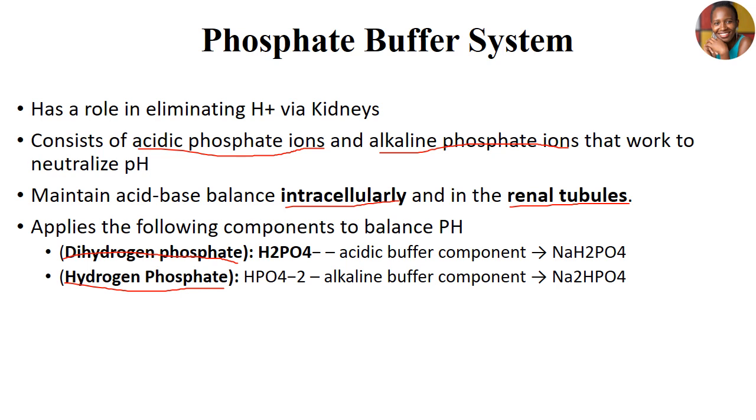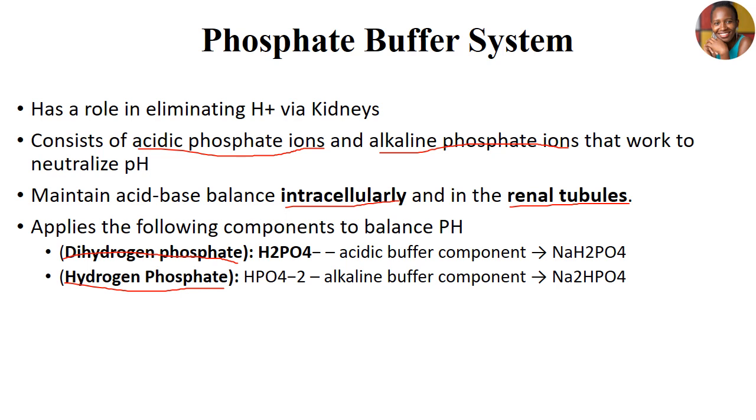So these two buffer components react intracellularly, but it also works closely with the renal tubules. Maybe you may ask yourself, what are these components of the phosphates, that one phosphate is acidic, the other phosphate is alkaline? The acidic buffer component of our phosphate system is what we call the dihydrogen phosphate. This is the acidic phosphate that will react with the alkaline ions that are making our blood alkaline. When it reacts, it will achieve neutralization and take our blood pH to normal.